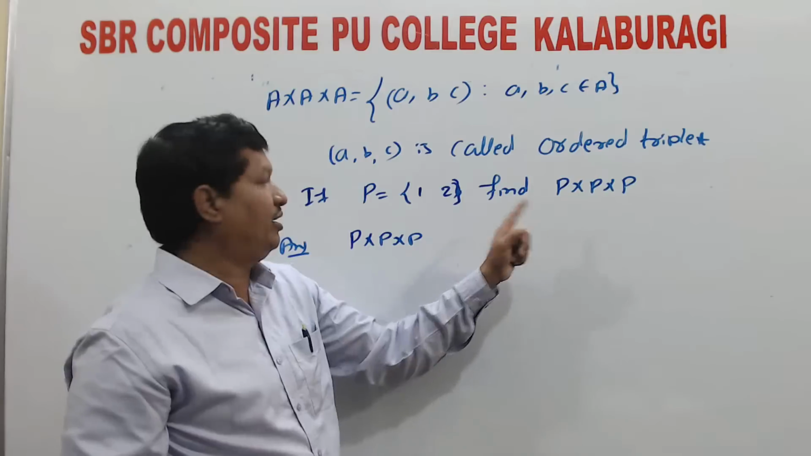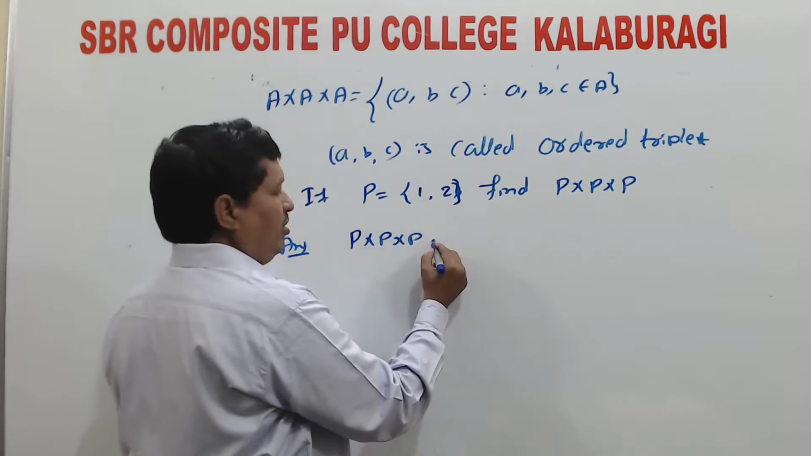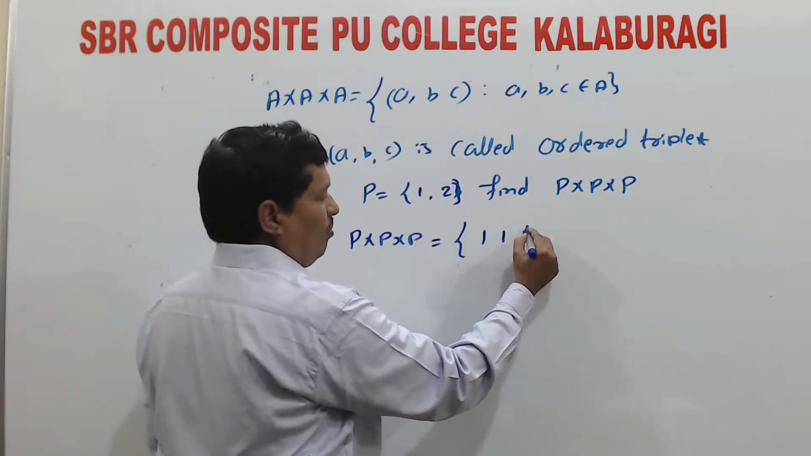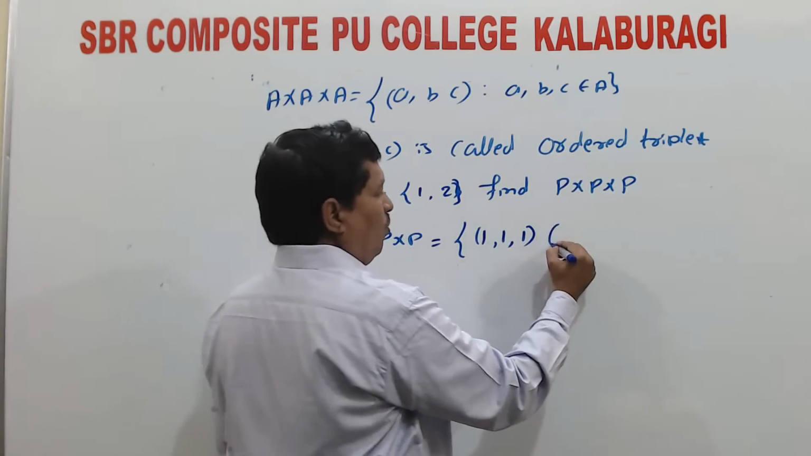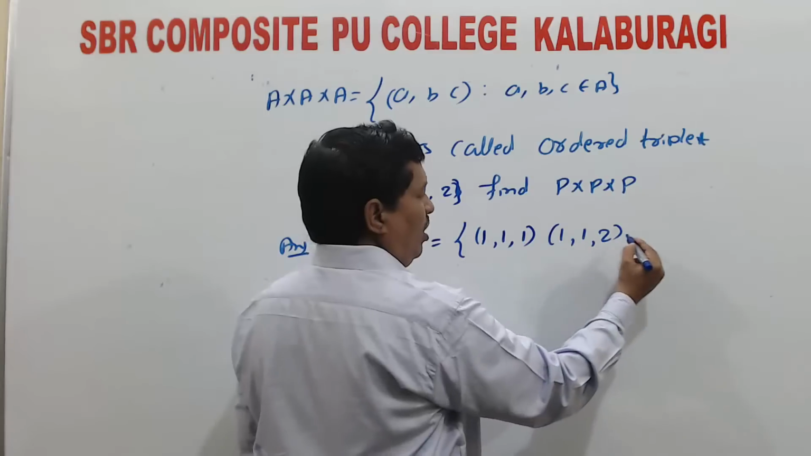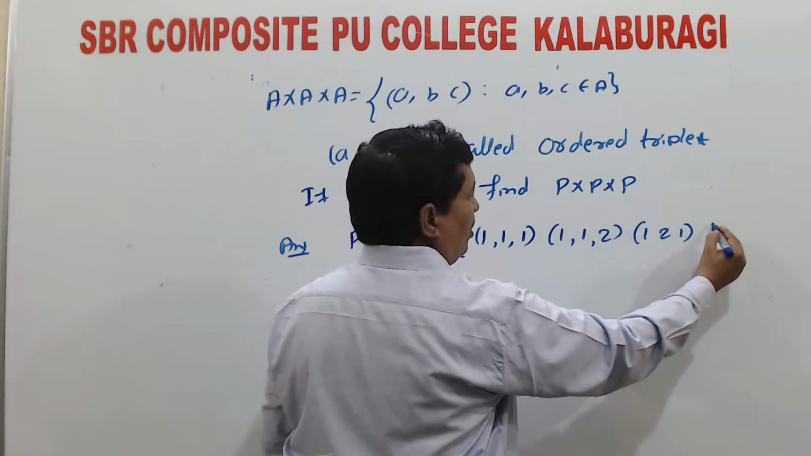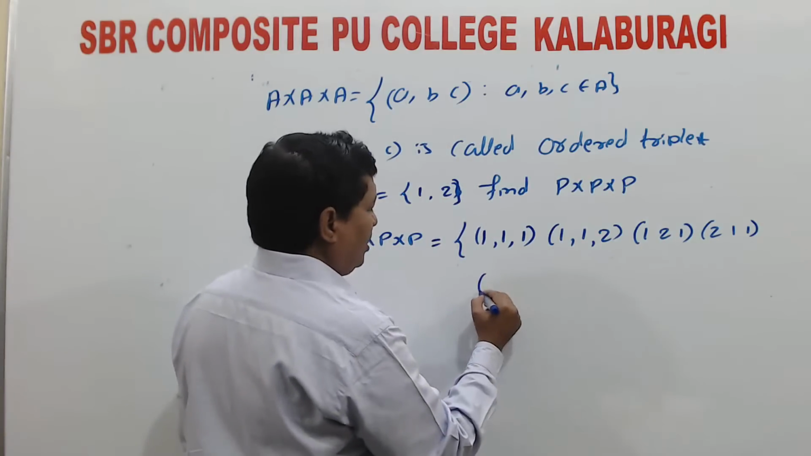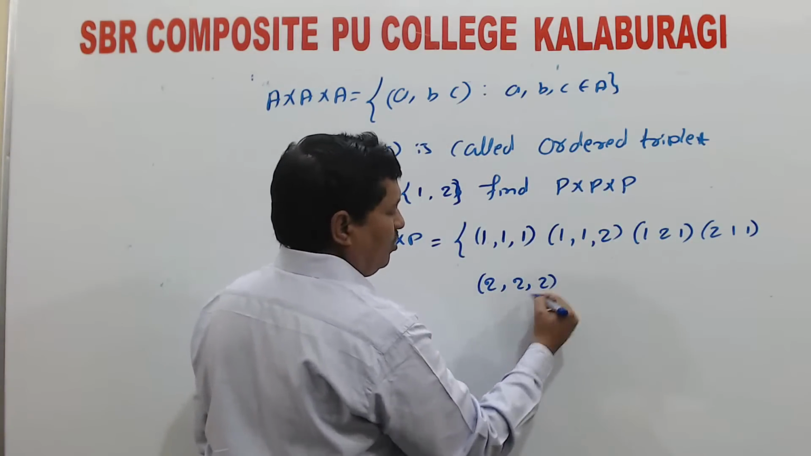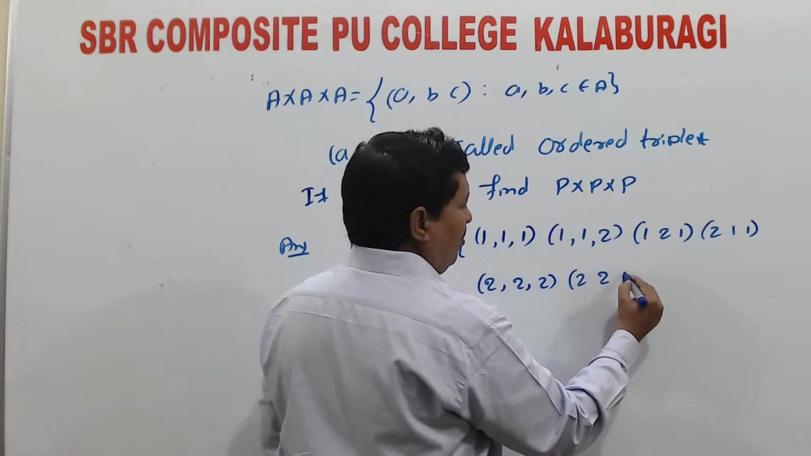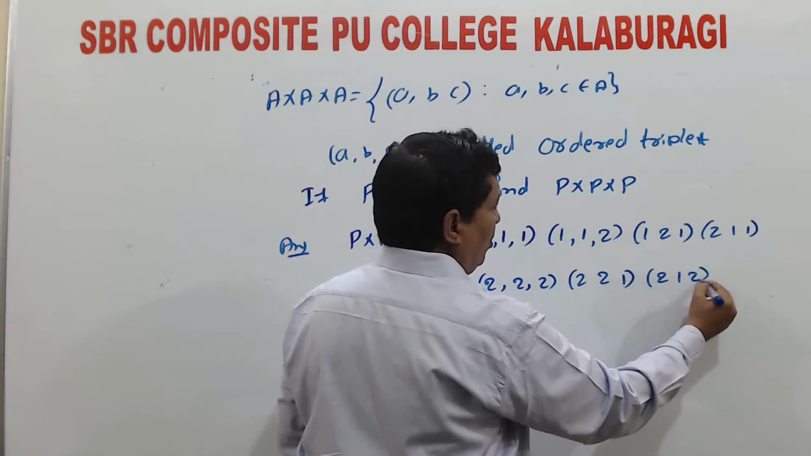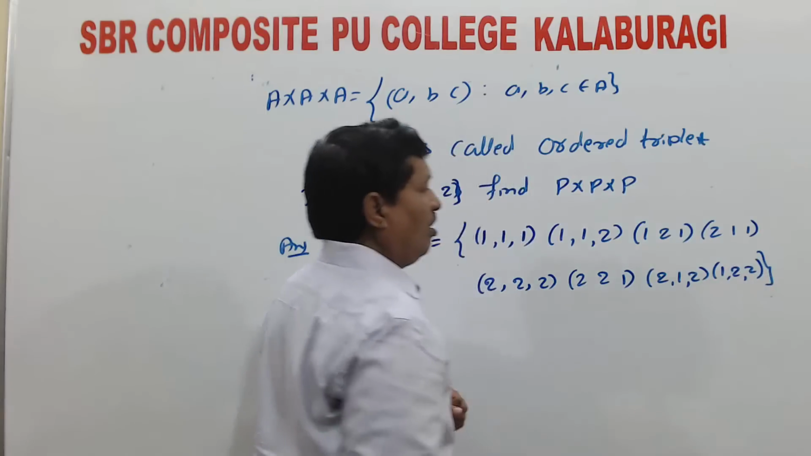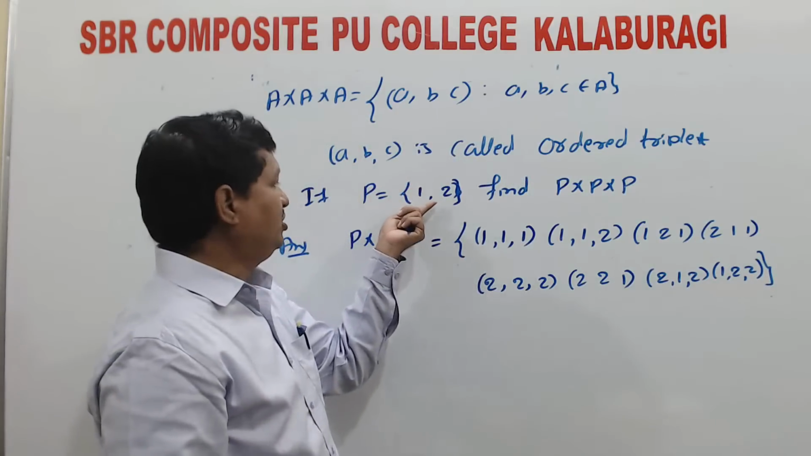It is an ordered triplet. Okay. P has only 2 elements, so you would write all the elements. Again, first I'll start with (1, 1, 1). Okay, (1, 1, 2) and (1, 2, 1), (2, 1, 1). Okay. Now next I want to take (2, 2, 2), (2, 2, 1), (2, 1, 2), (1, 2, 2). You have to write all combinations of elements 1 and 2.